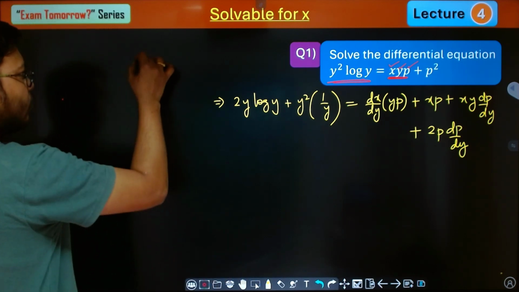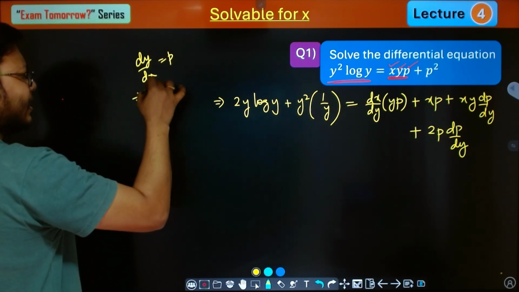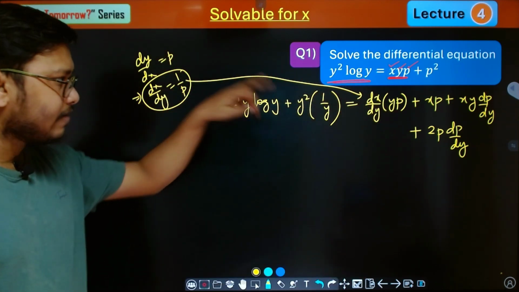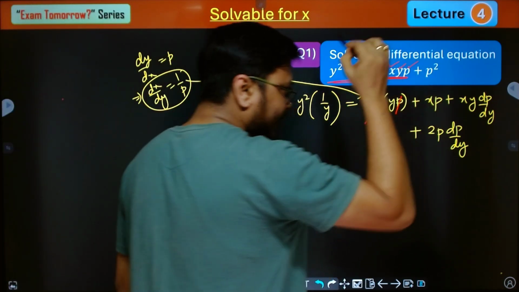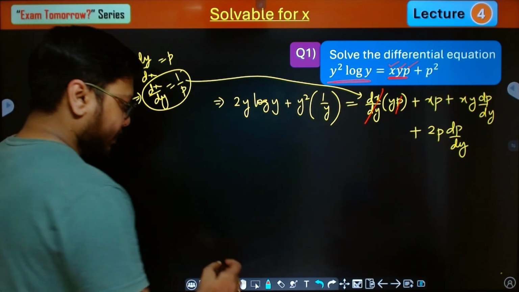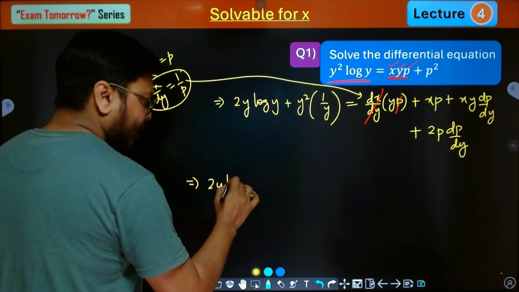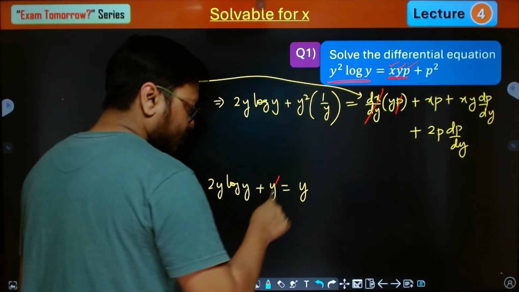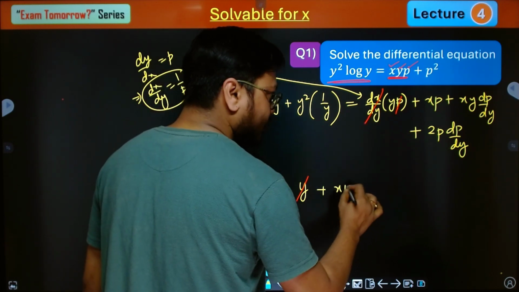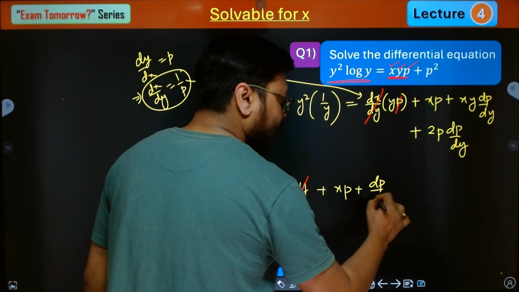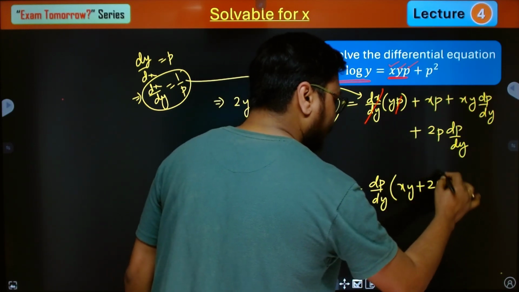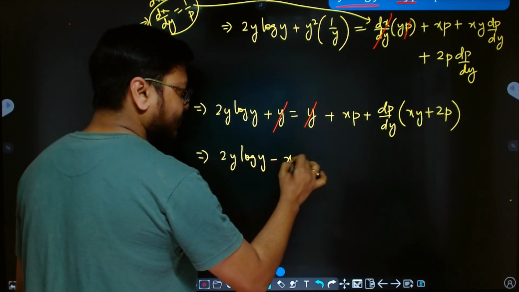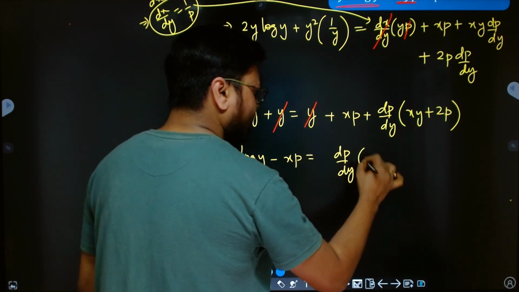Right, now we already know that dy/dx means p, so that means dx/dy means 1 upon p. If I place this value over here, dx/dy as 1 upon p, then the p term gets cancelled. So let's simplify this. 2y log y, the 1/y gets cancelled over here, so plus y equals y remaining on that side, which is going to get cancelled, and the remaining terms are xp plus, if I take dp/dy common, I'm left with xy plus 2p. Let's simplify this and we get 2y log y minus xp equals dp/dy common, xy plus 2p.